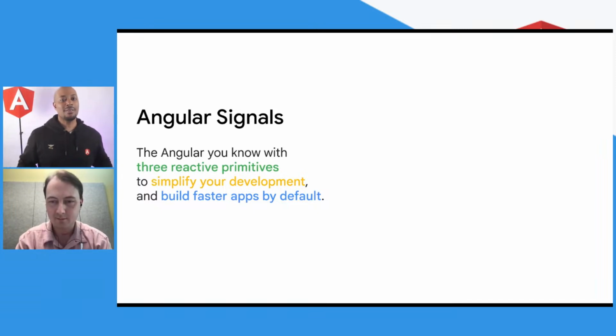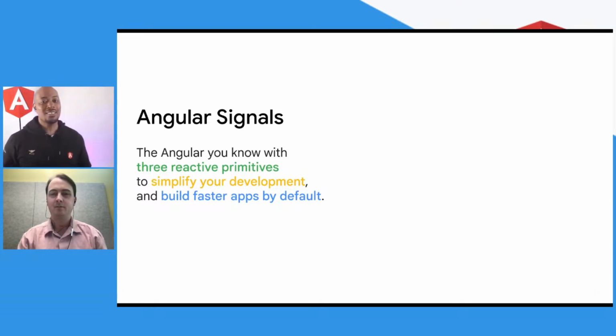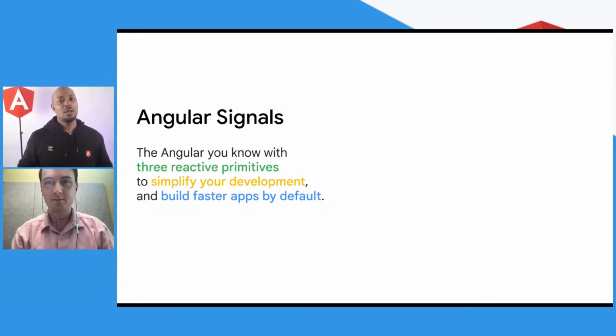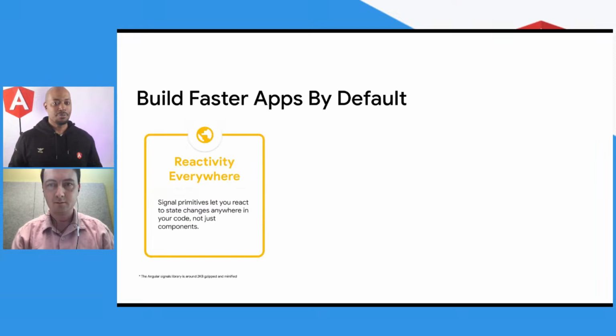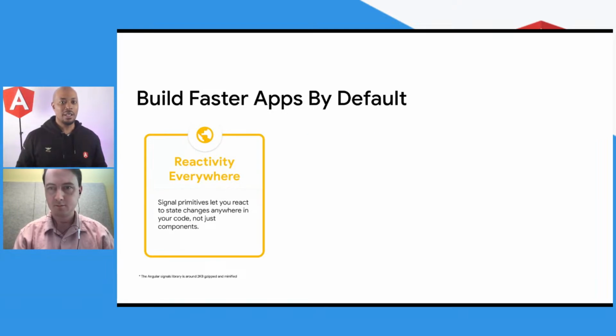So this is reactivity everywhere, which is also something different that we're doing with signals, because you can put your state changes anywhere in the code and not just in components. Because right now, all the reactivity is in the components. All right, something just to think about. So what are some of the core tenets that we're going to get with that? So we said reactivity everywhere.